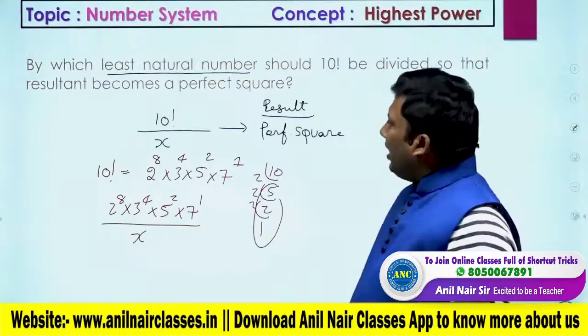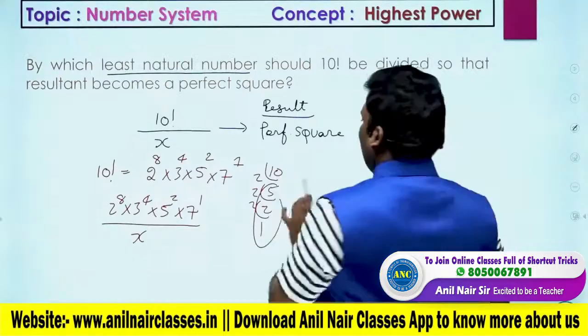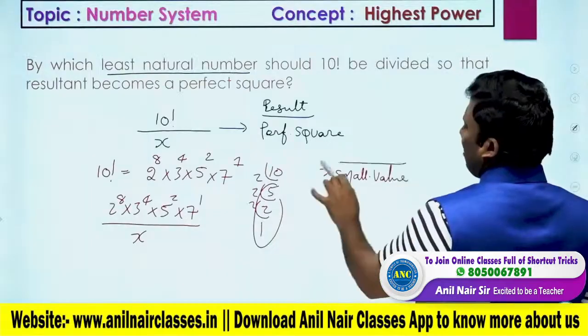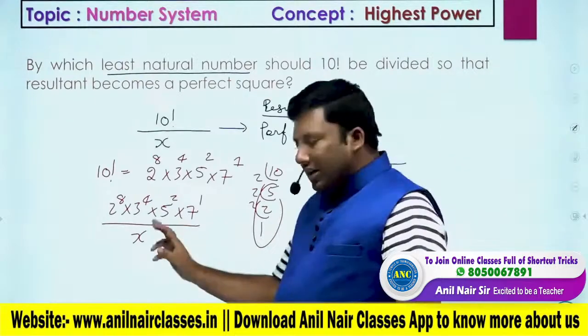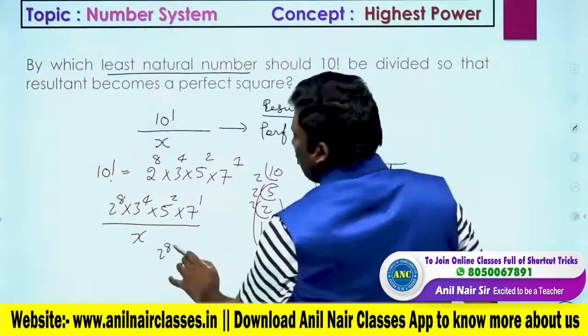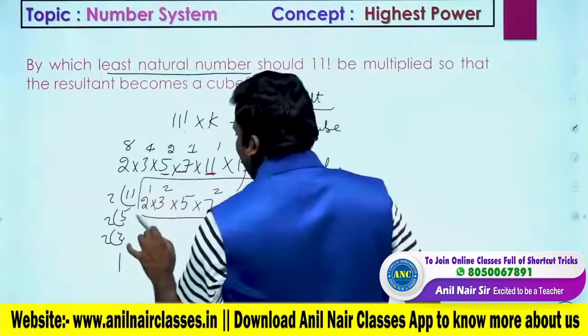x. X should be a smallest value. The answer will be a perfect square. Now 7 is there. If I keep 7 in the denominator, 7 will go away. Then 2 power 8 into 3 power 4 into 5 square remains.